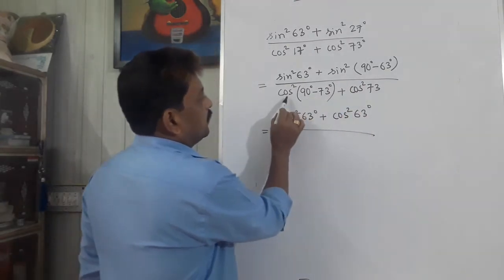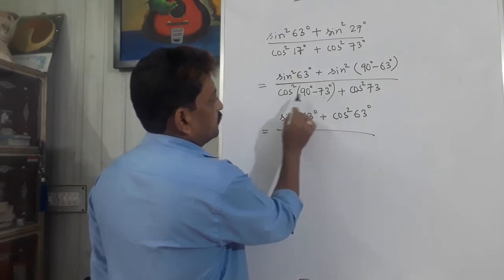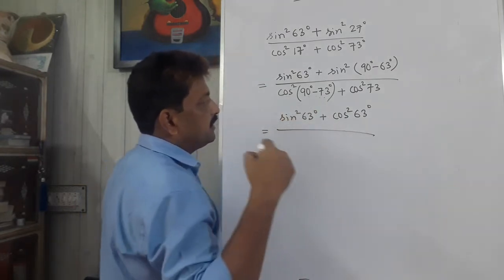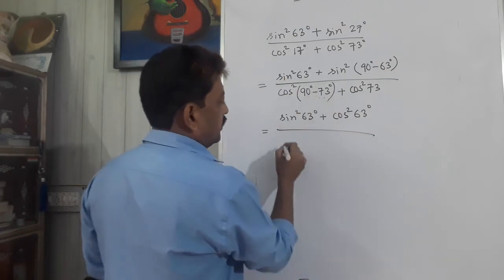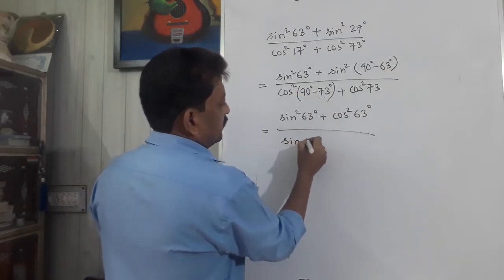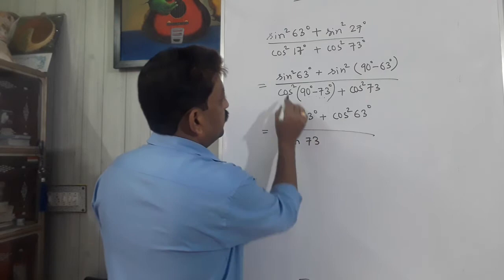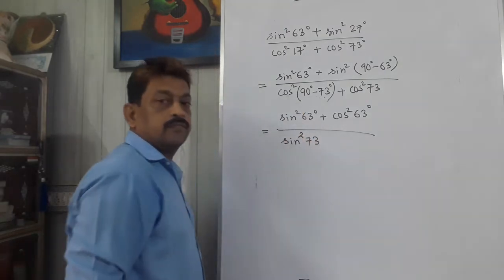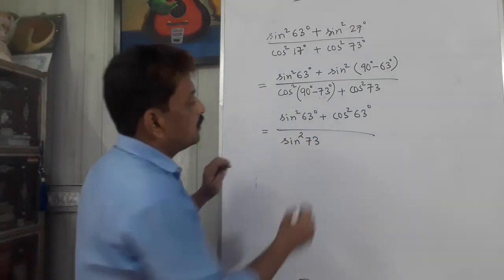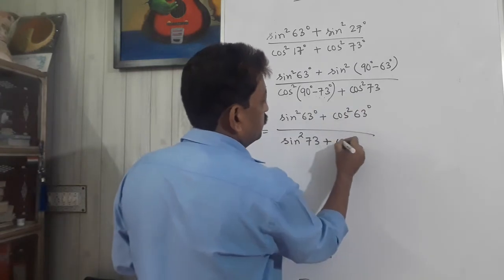In the denominator, cos 90 minus theta. So cos 90 minus theta will become sin theta. Theta is 73, so it will become sin 73 degree with the square there. Understood? And cos 73 degree will remain as it is.